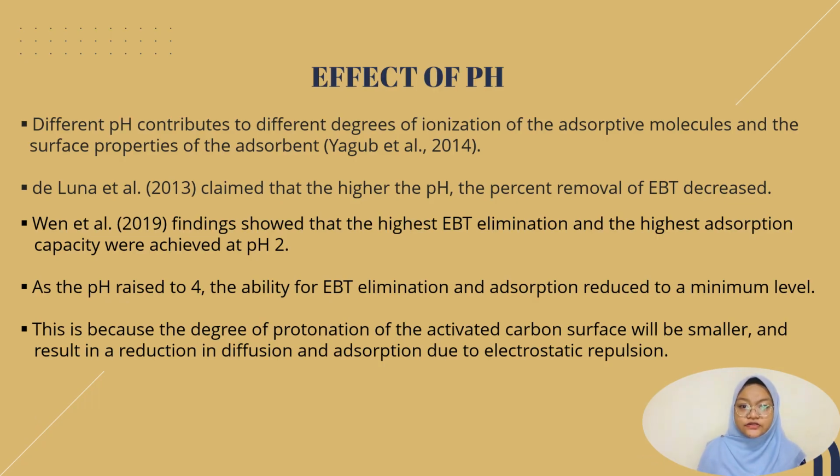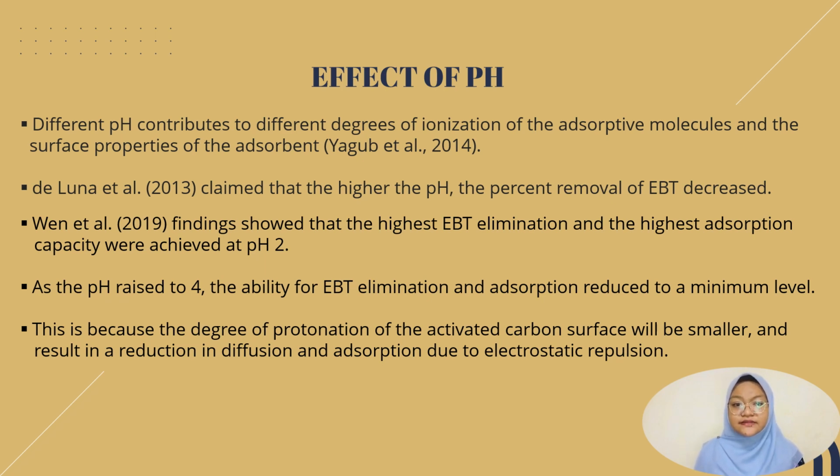The pH of the solution is one of the most significant factors influencing the adsorbent capacity. Different pH contributes to different degrees of ionization of the adsorptive molecules and the surface properties of the adsorbent. To determine the pH effect on dye removal, absorption was tested at different pH ranges. De Luna et al. claimed that the higher the pH, the more the percent removal of EBT decreases. These are consistent with Wen et al.'s findings that show that the highest EBT elimination and the highest absorption capacity were achieved at pH 2.